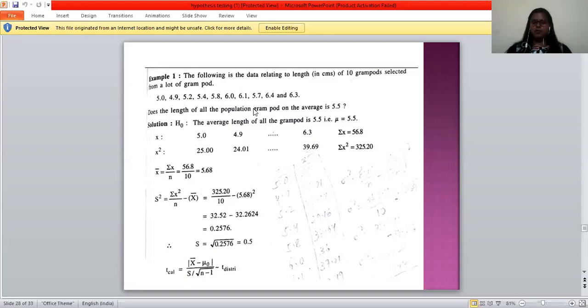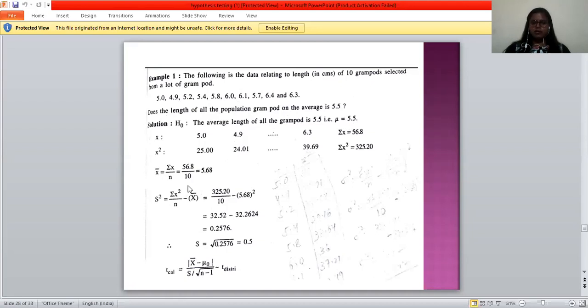Does the length of all the population gram pods on the average equal 5.5? The statement here is that the average length of all the gram pods is 5.5, so H naught is set up as it is. The average length is 5.5, which is mu naught, the comparison mean. Now let's calculate the mean, because the test statistic is x bar minus mu naught divided by s over root n minus 1, which follows a t distribution.